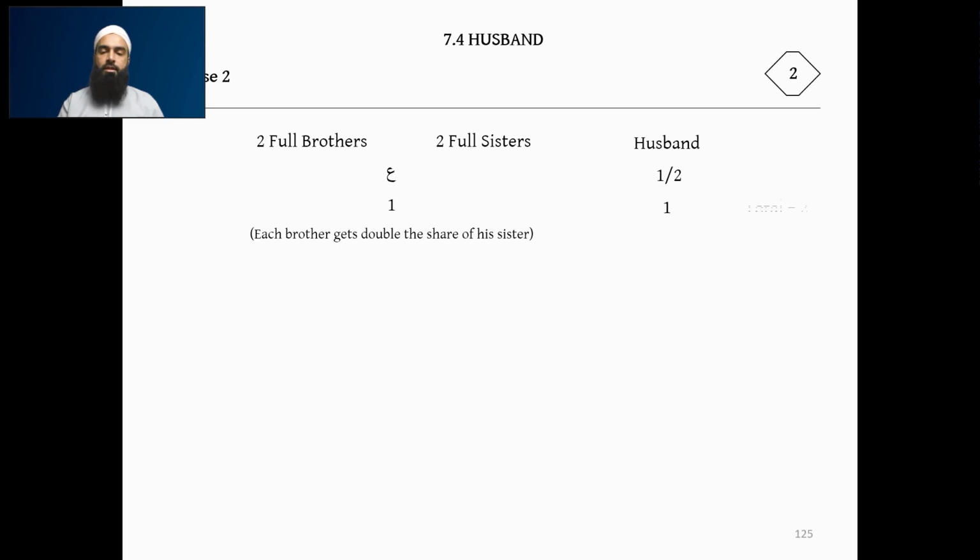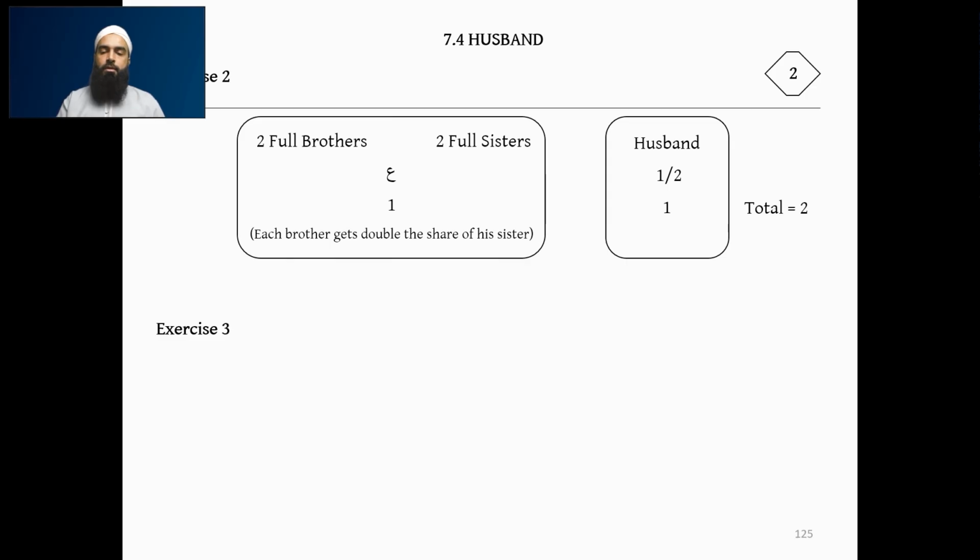Now notice here, obviously this equals 2, that's all fine. Before we move on, notice that we didn't distribute it to each. It becomes 1 divided between 2 full brothers and 2 full sisters, where the 2 full brothers will count as doubles. So there'll be 4 of them, in essence 4 shares, because we need 4 shares for them, and the 2 full sisters will be 2.